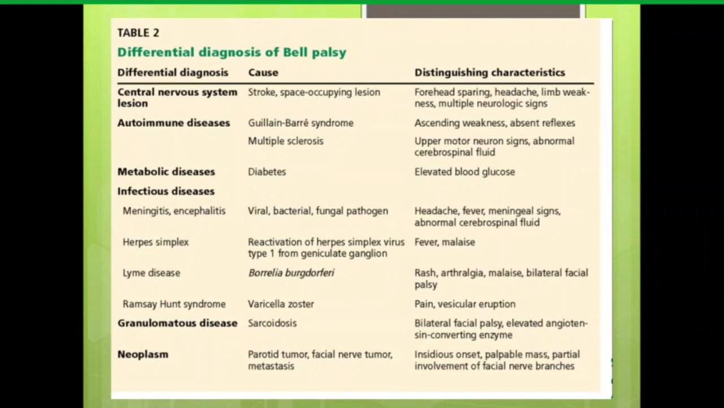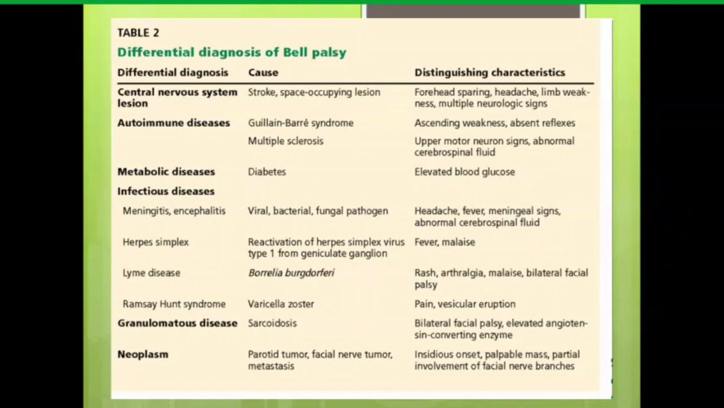They have categorized it, importantly, into central nervous system involvement, where there is stroke and space-occupying lesion; the distinguishing characters are forehead sparing, headache, limb weakness and multiple neurological signs. Then autoimmune disorders like Guillain-Barré syndrome. Generally, Guillain-Barré syndrome is a post-viral demyelinating polyneuropathy in which ascending weakness is seen. But there are rare conditions where it could be descending, where the cranial nerves are involved, and in certain conditions even the facial nerve is involved.